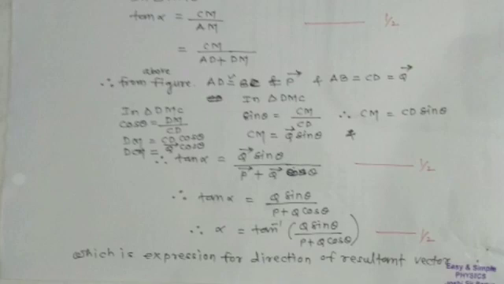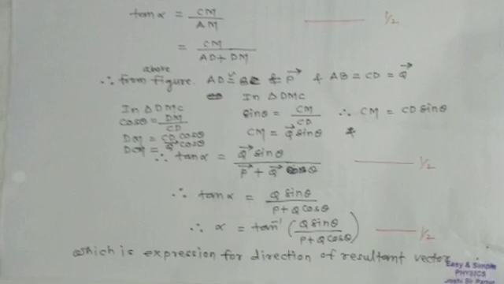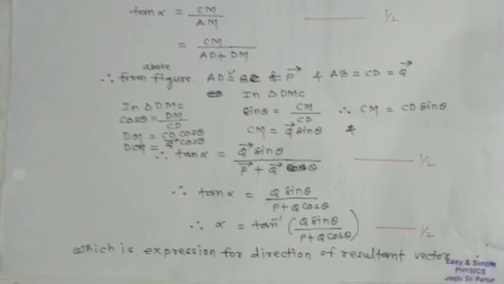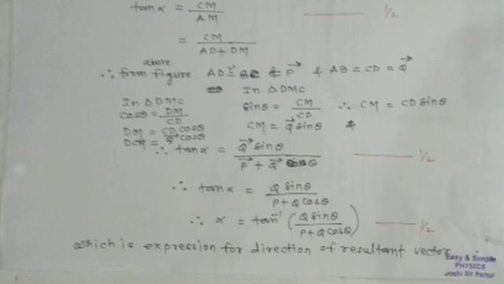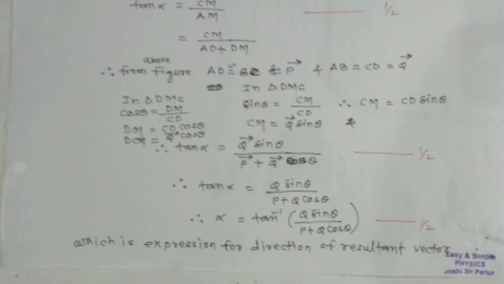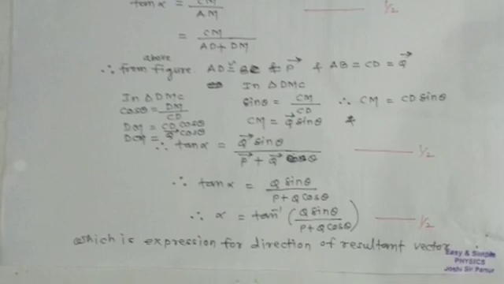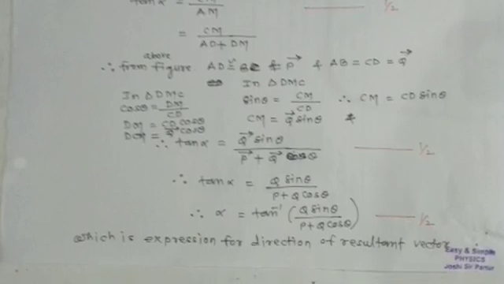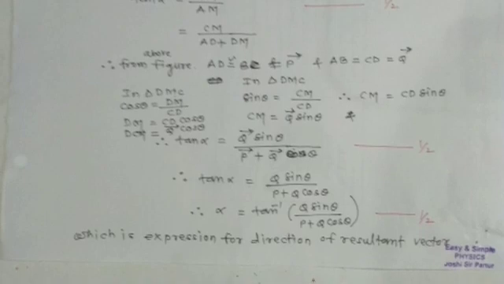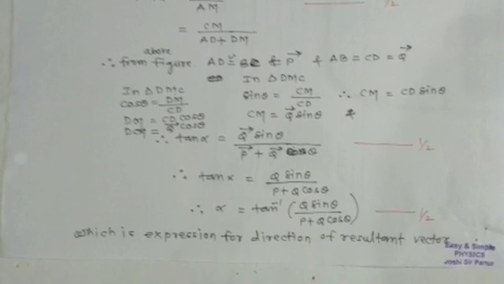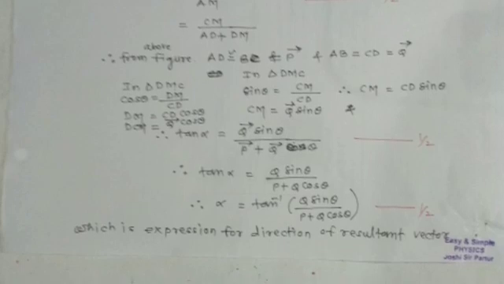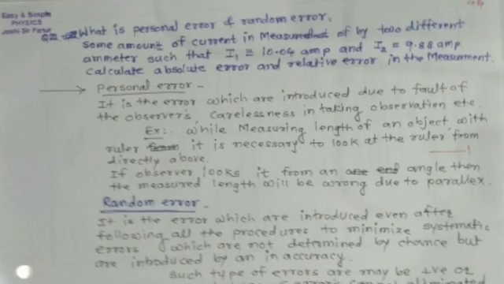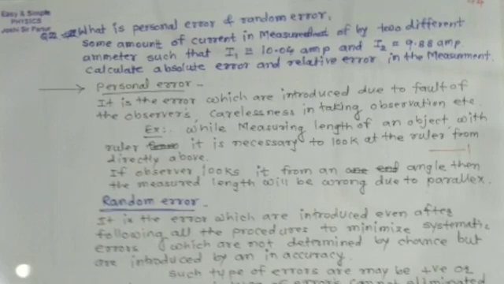Therefore we can say tan alpha equals q sin theta upon p plus q cos theta. Therefore alpha equals tan inverse of q sin theta upon p plus q cos theta, which is the expression for the direction of the resultant vector. We see question number 22.